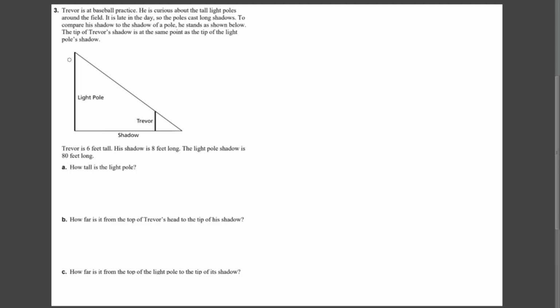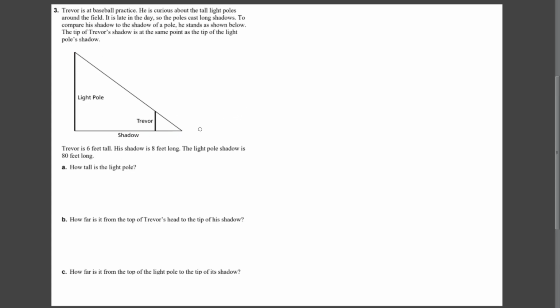Cool? So we have the light pole, we have Trevor, and we have the shadows that both of them are casting. So this is going to be the light pole shadow, and then this part right here is going to be Trevor's shadow. So there's a lot of different little pieces going on here. This is modeled as two simple triangles. You have one small triangle here, and then you have one much larger triangle. So you got two triangles here that we're working on with this.